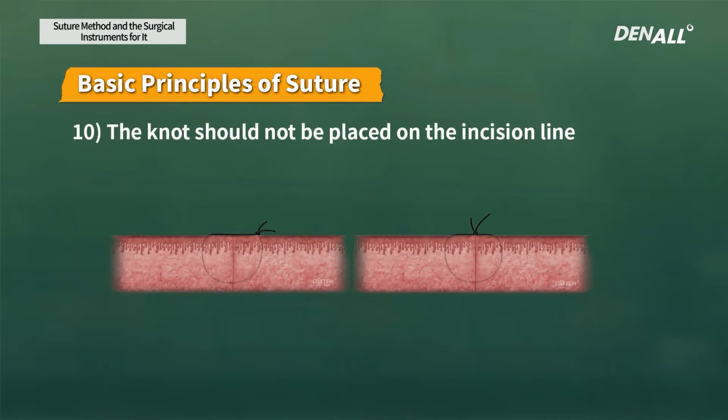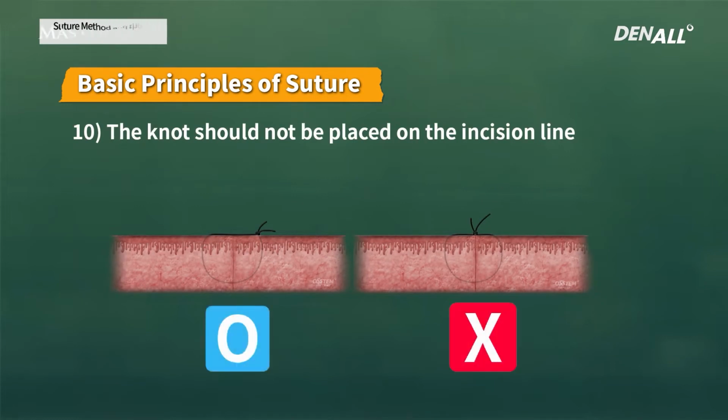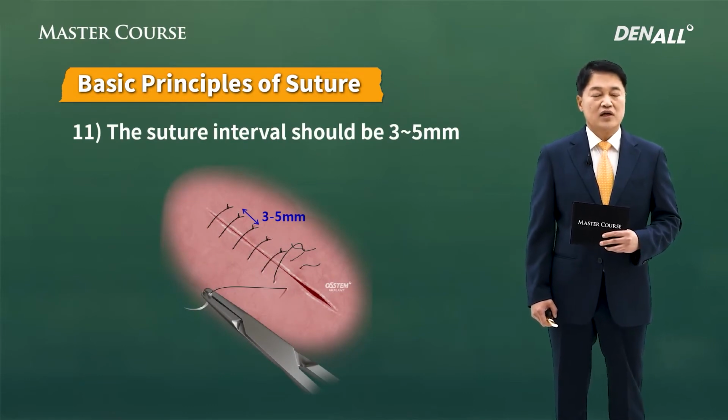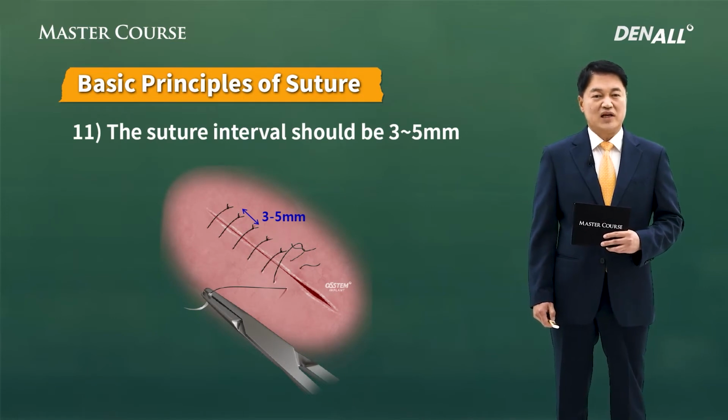Tenth, the knot should not be placed on the incision line, because this could prevent healing. Eleventh, the suture interval should be 3 to 5 millimeters, not too wide apart or too close together.